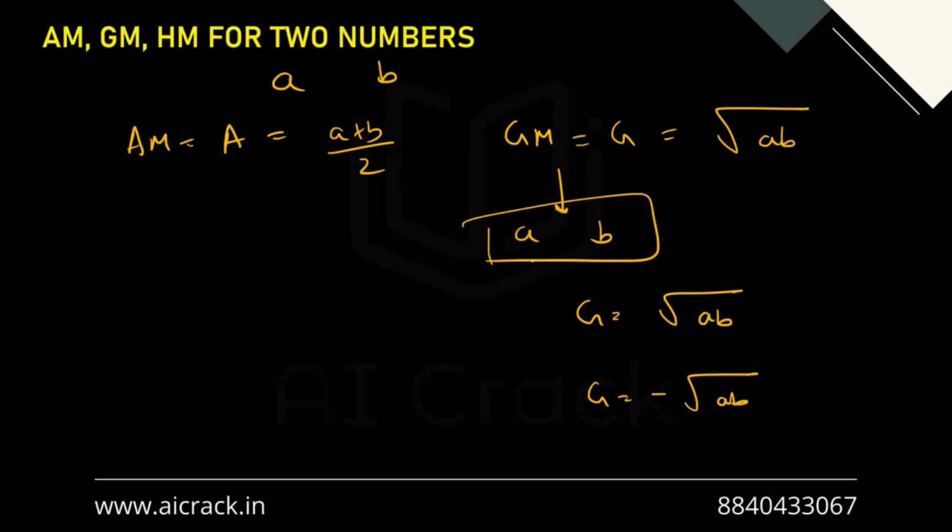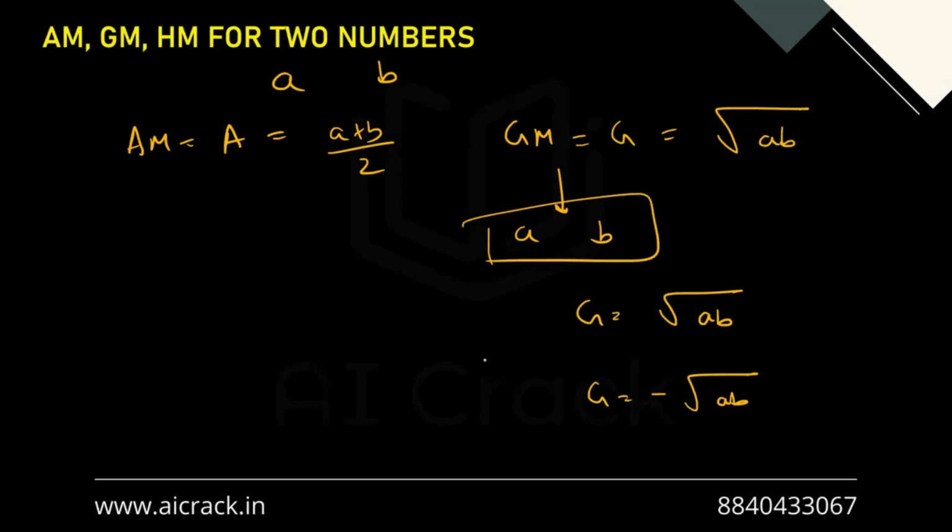So in that case, when A and B are negative, it has to be minus of root AB. Okay, that's one thing. Secondly, A and B both have to be either positive or negative. It shouldn't be like A is positive and B is negative, or B is positive and A is negative. It shouldn't be like that. Why? Because in that case, we'll not get the real value of G.